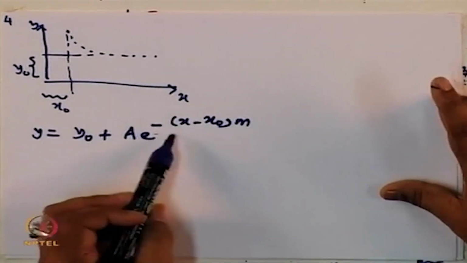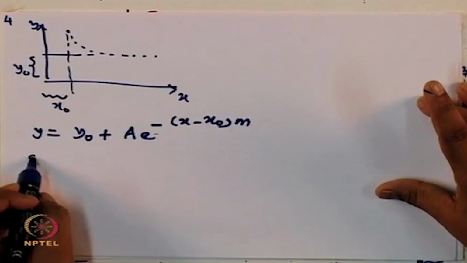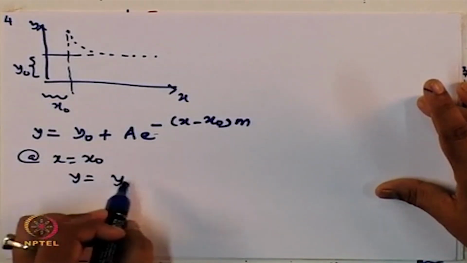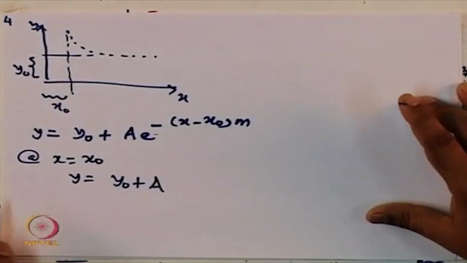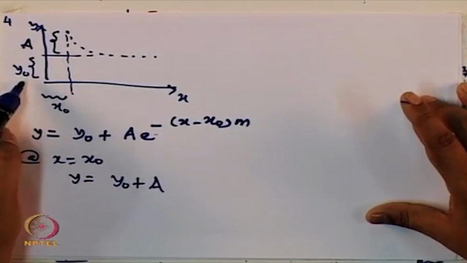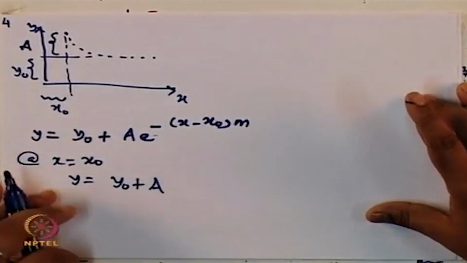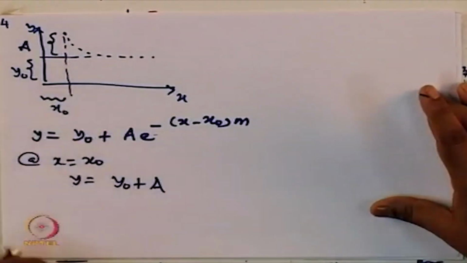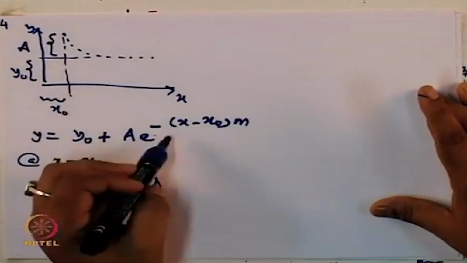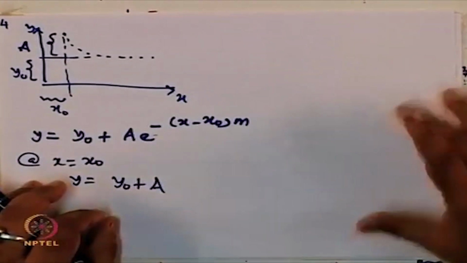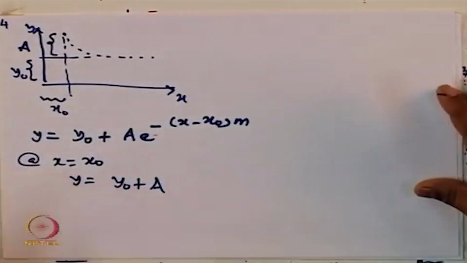So, e to the power minus this is going to return a value of 1. So, at x equal to x naught, y is going to be y naught plus a. Okay. So, this is your estimate of a and this is your estimate of y naught. So, accordingly, you see that depending on how your function shifts either in x or in y axis, you need to appropriately modify the functional form of the equation with which you are fitting the data.